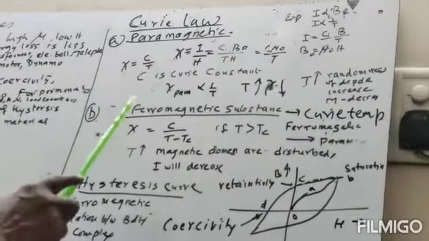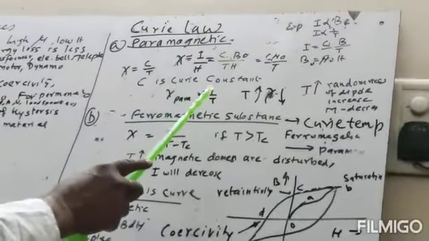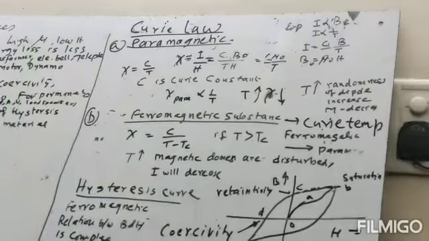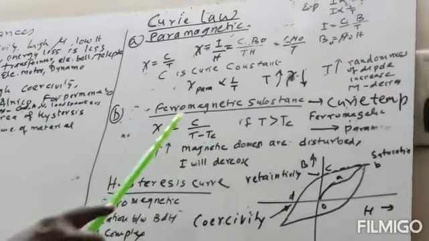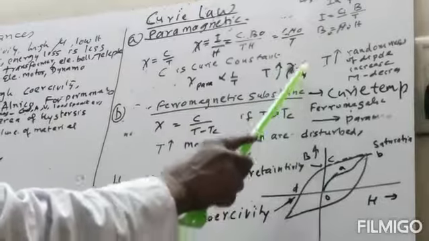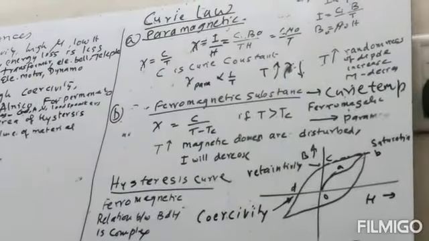So as temperature increases, the chi or the susceptibility will decrease. Temperature will increase, susceptibility will decrease.